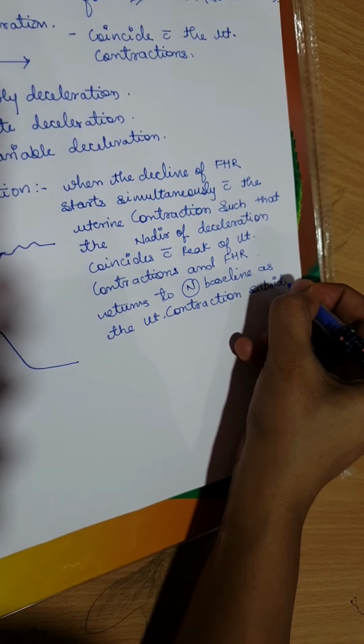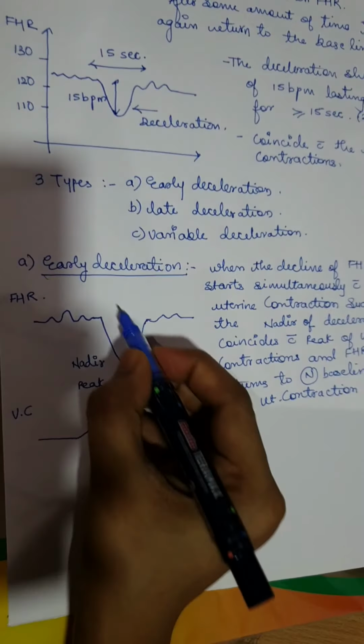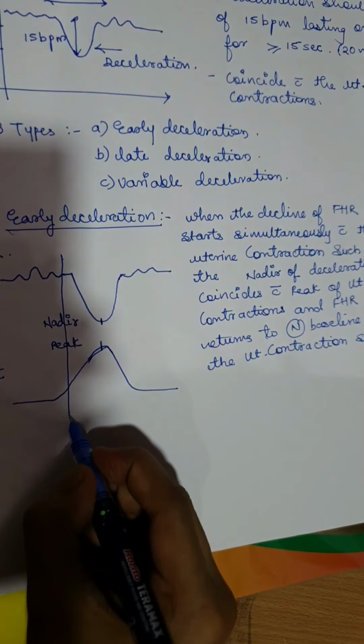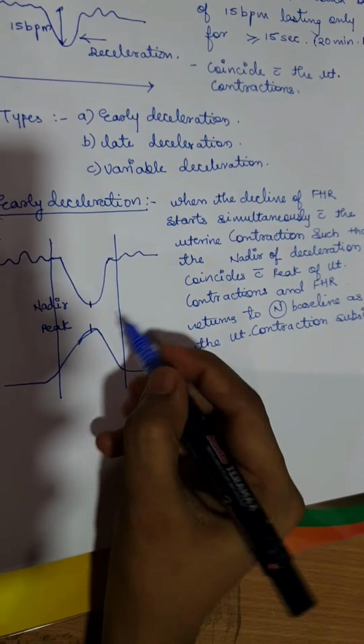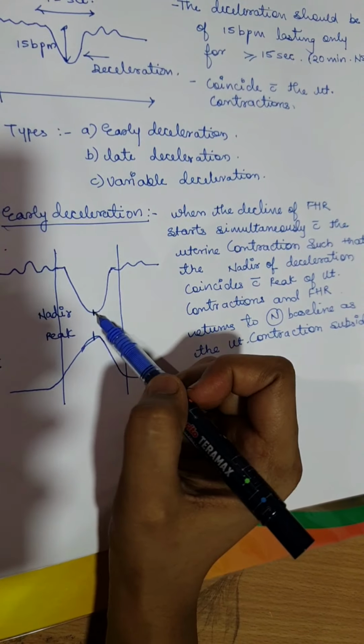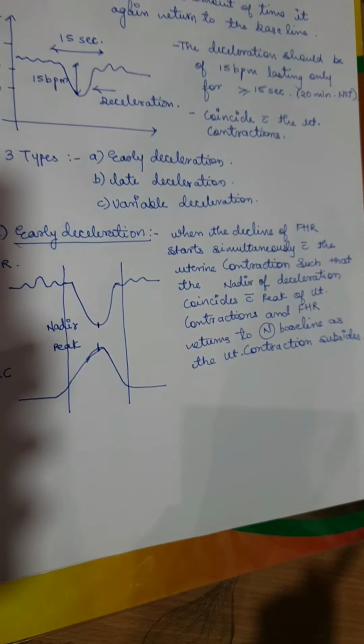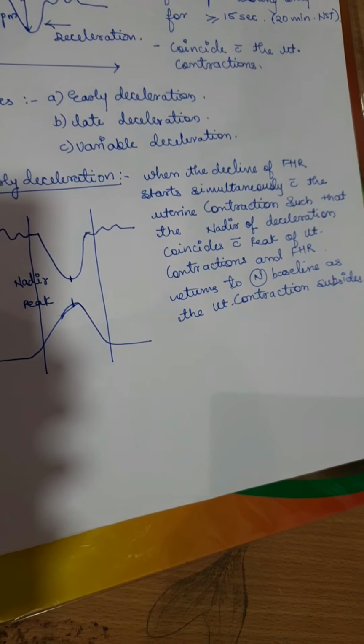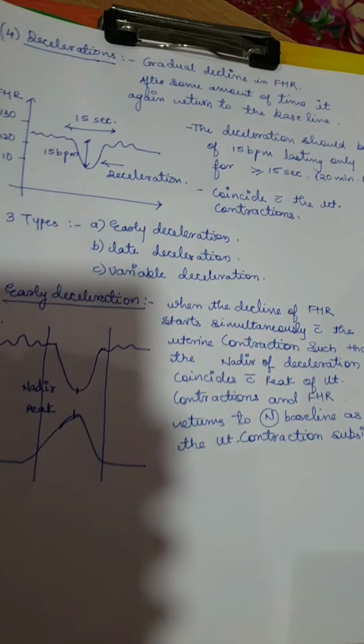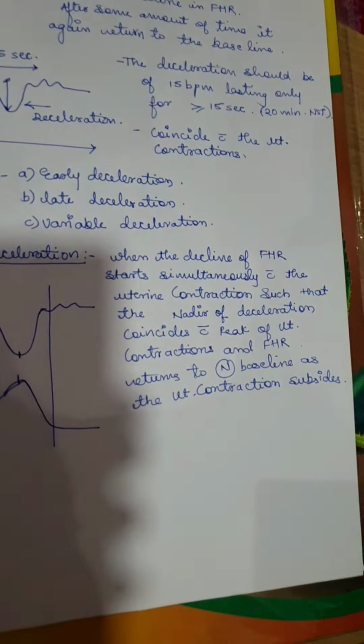This is called the early deceleration. So we'll see this in this part. There is a coincidence between the nadir of deceleration and the peak of the uterine contraction. This is called the early deceleration. Now, what are the other characteristics of deceleration?